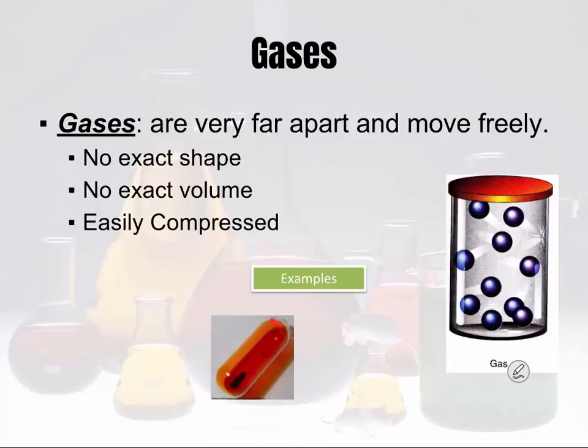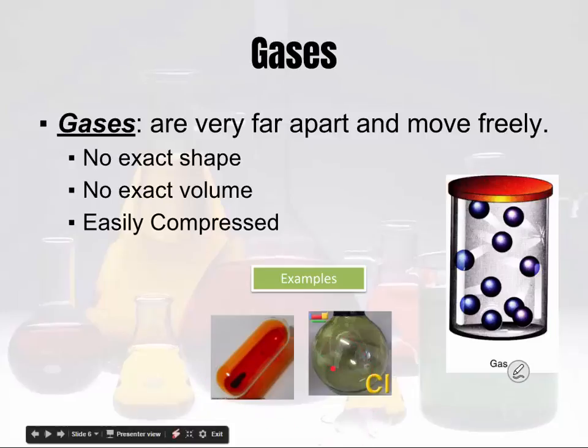Examples: here's bromine, but in its gaseous state. Or chlorine, which we talked about at the beginning of this unit, also a gas, with a yellowish tint to it.